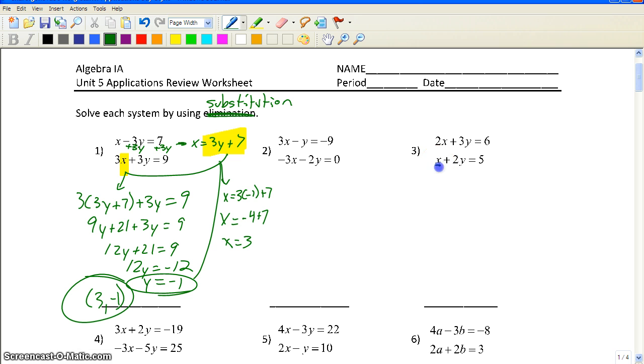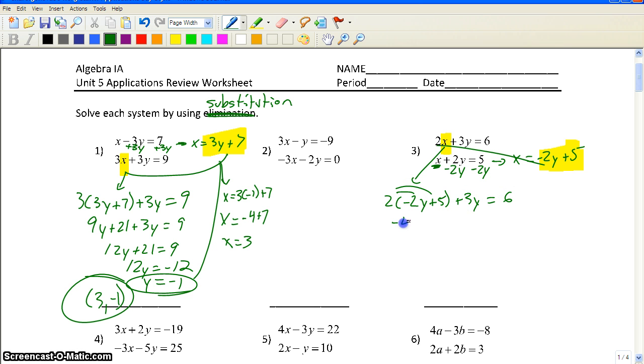Which is the easiest variable to solve for substitution? I say it would be that one. So I'm going to minus 2y from both sides, and you get x equals negative 2y plus 5. Then I'm going to take this and substitute it into the other equation for x right there. So we're going to get 2 times negative 2y plus 5 plus 3y equals 6. You're going to distribute: negative 4y plus 10 plus 3y equals 6. We're going to combine like terms here. Negative y plus 10 equals 6. Minus 10 from both sides now. Negative y equals negative 4. y equals 4. Now we're not done.